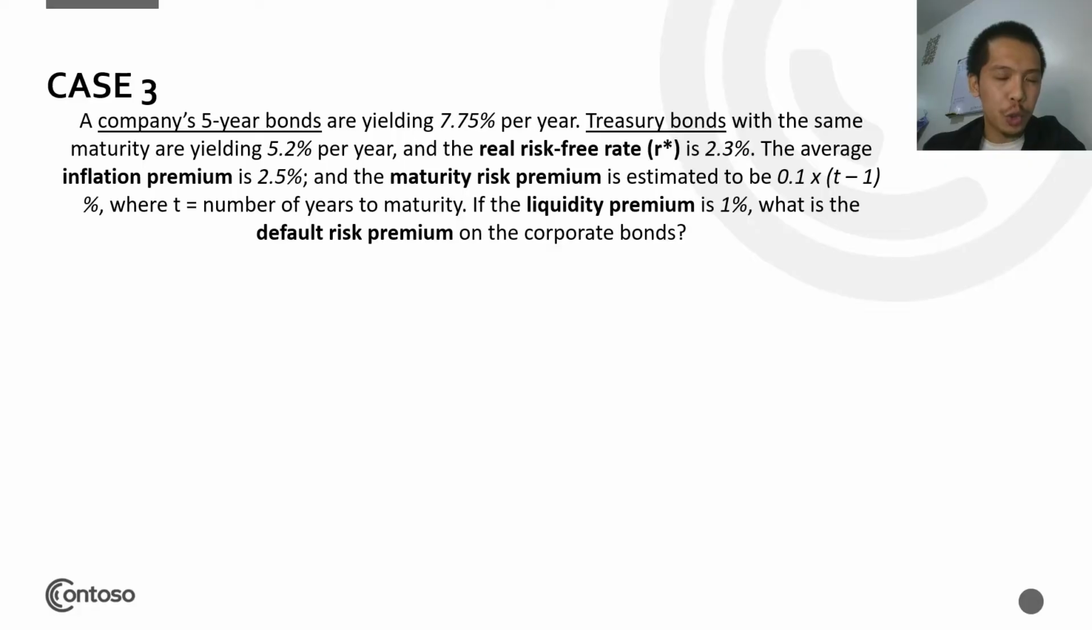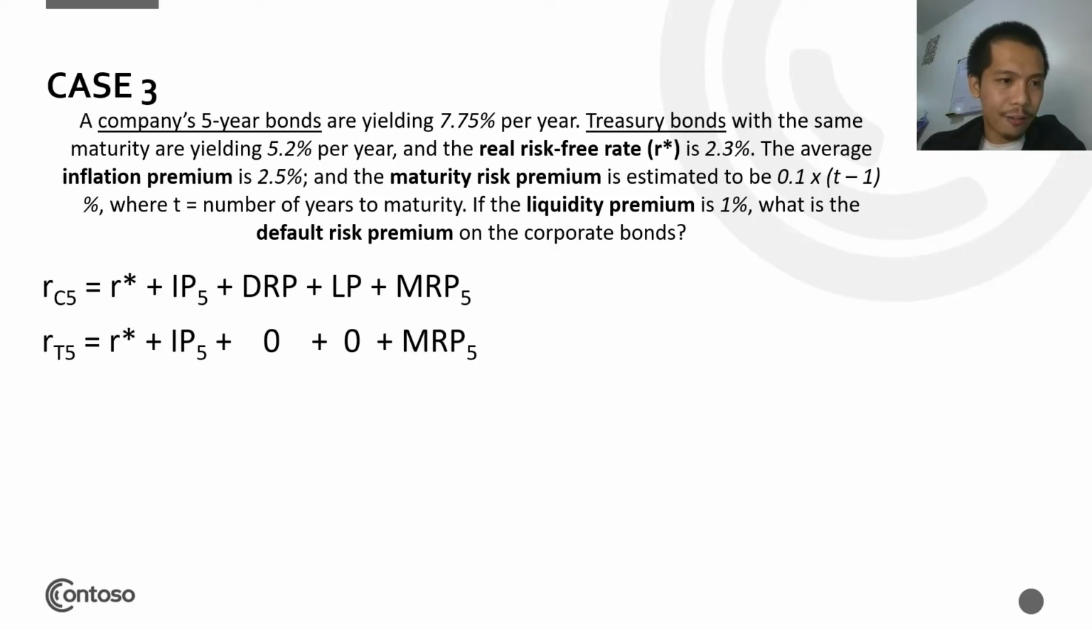So I'm going to show two possible solutions for this case. The first one is the use of the interest rate for a 5-year corporate bond and that of the 5-year treasury bond using the elimination method. Again, for a typical security that is not issued by the government, we have the following for our interest rate: R star plus IP plus DRP plus LP plus MRP.